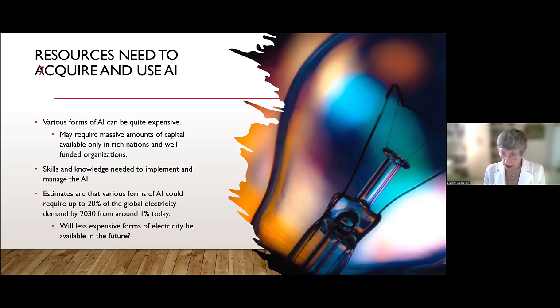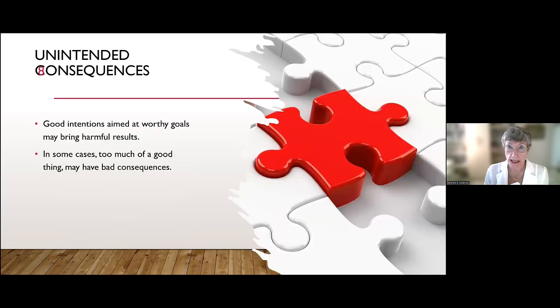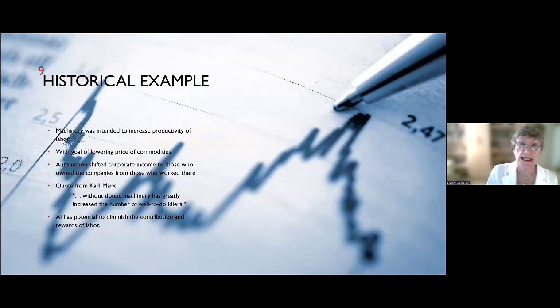I'm going to give a historical example of unintended consequences, because good intentions with worthy goals, like achieving SDGs, may bring harmful results. In some cases, too much of a good thing can have very bad consequences. And the historical example I referred to is from Adam Smith's Wealth of Nations, which was written in the 1700s.